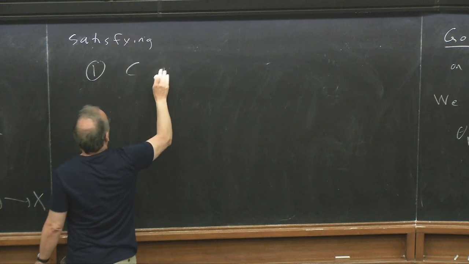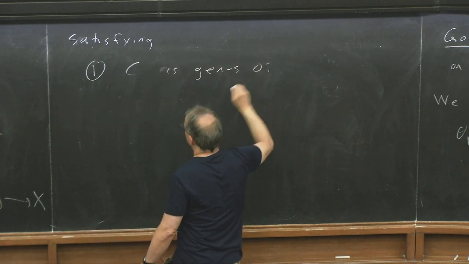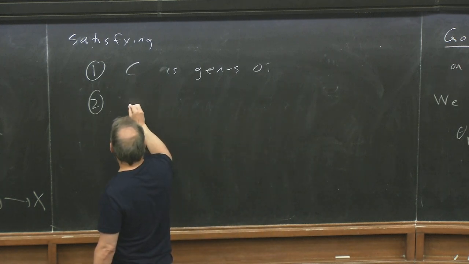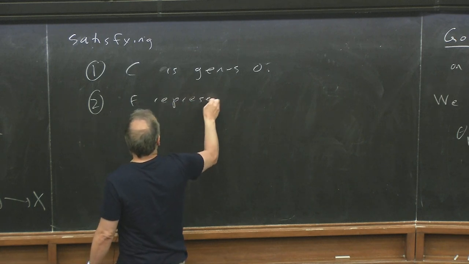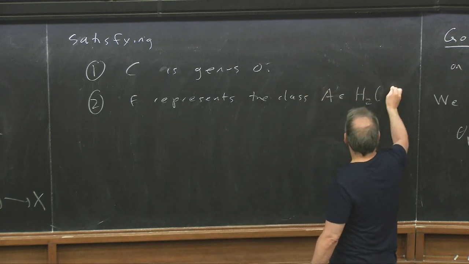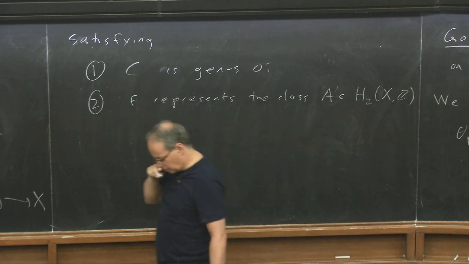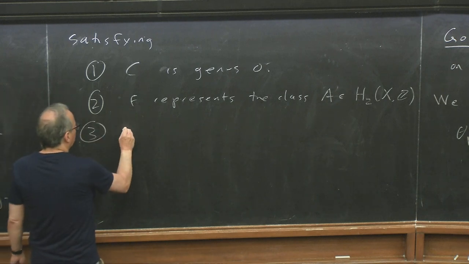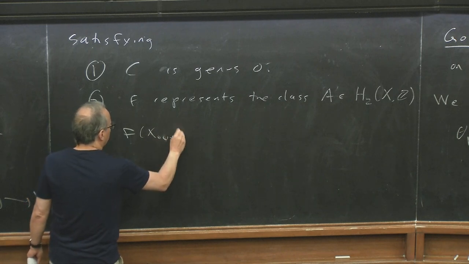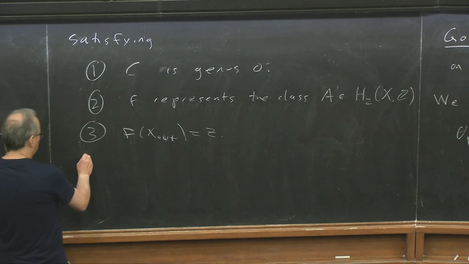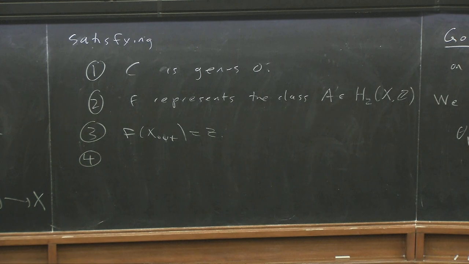So first of all, C is genus 0. Secondly, f represents the class A. Remember that the monoid P was contained inside the second homology of X. So f represents the homology class. That's the degree of the map. Third thing I want is I want to constrain the output point to map to Z. All of those are pretty standard conditions in ordinary Gromov-Witten theory. It's the next set of conditions that require considerably more technology.